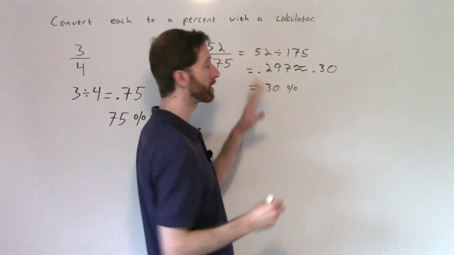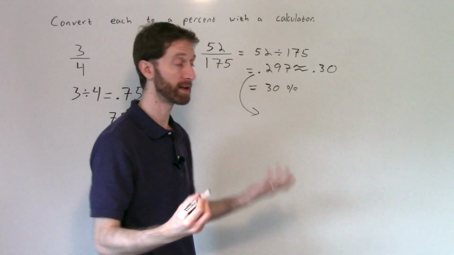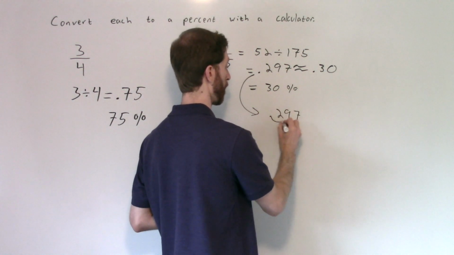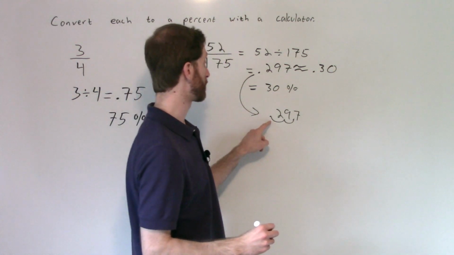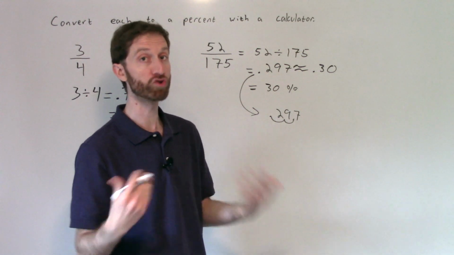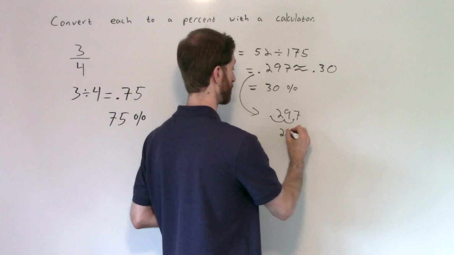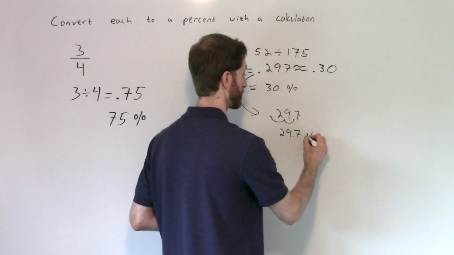So that's roughly 30%, or you could take this decimal if you wanted an exact answer and you weren't rounding, and you could move the decimal point 1, 2 places to the right. By doing that, what we've done is we've multiplied this number by 100 to figure out how many hundredths we have. We have 29.7 hundredths, or 29.7 per 100, or 29.7%.